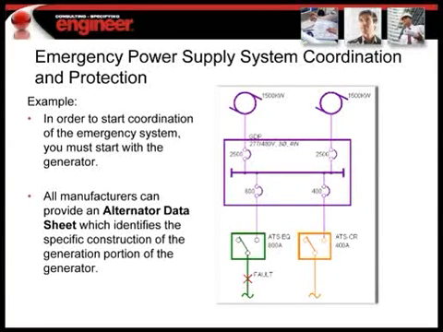So in order to start with the generator, what we need to do is get the alternator data sheet. Now, all the major manufacturers for whatever engine you may be looking at or specifying, or even looking at in the field, can provide the data sheet for that particular engine, in that case, that particular alternator.